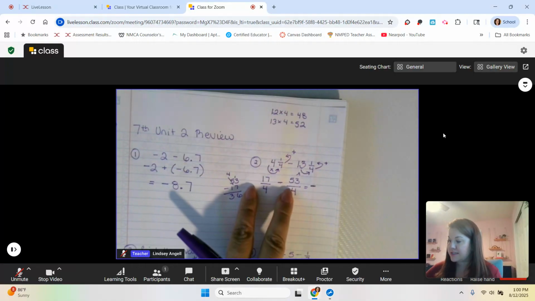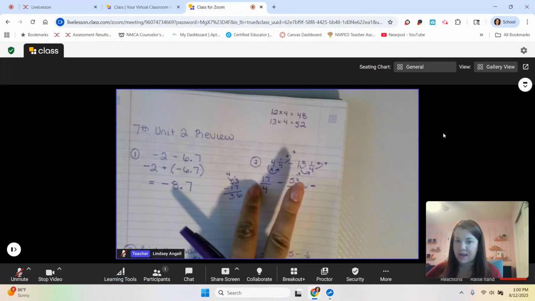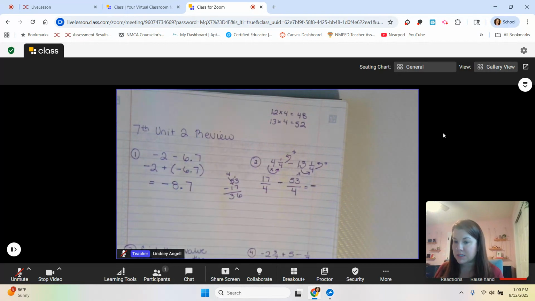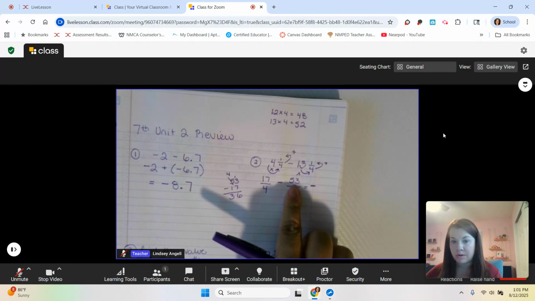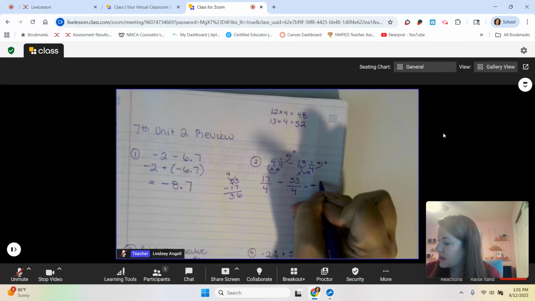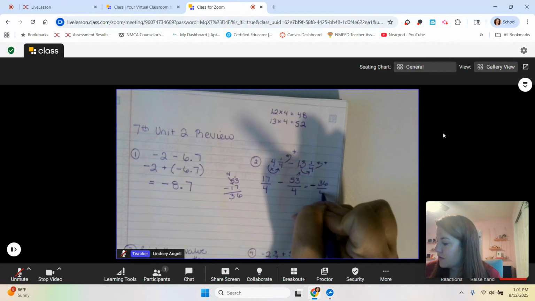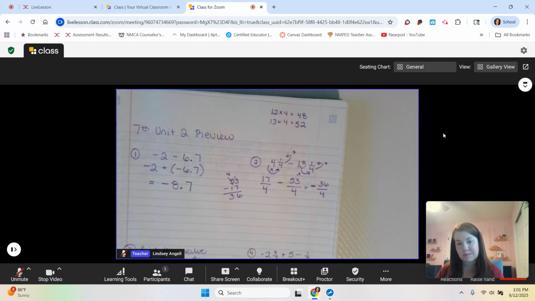You could also think the signs are different. I have a negative and I have a positive. When the signs are different, you take the sign of the one with the larger absolute value, which in this case is this one. So we've got negative 36 over 4, and then we would want to simplify it.